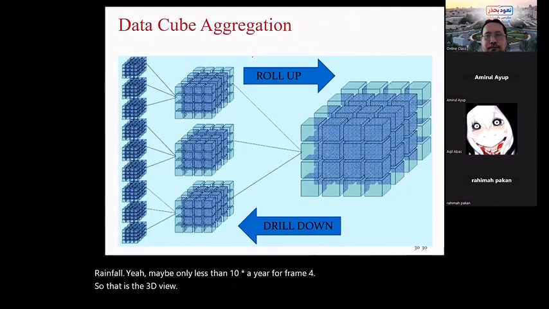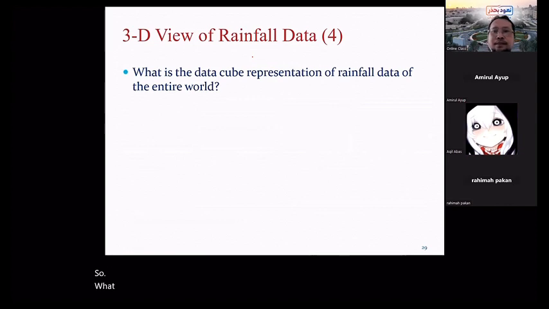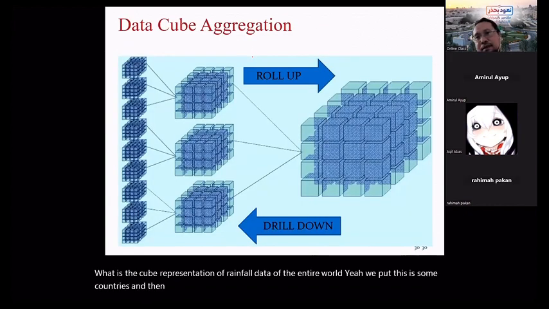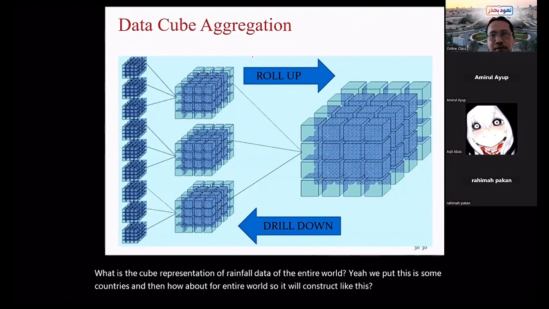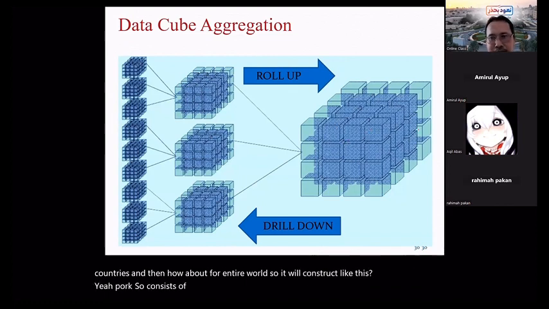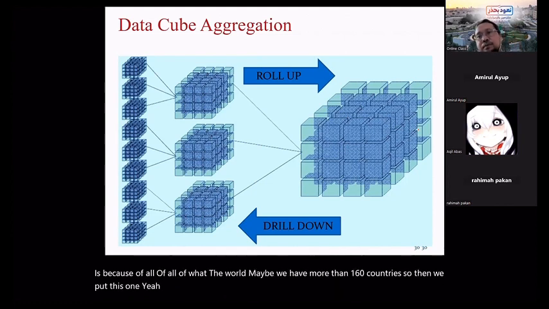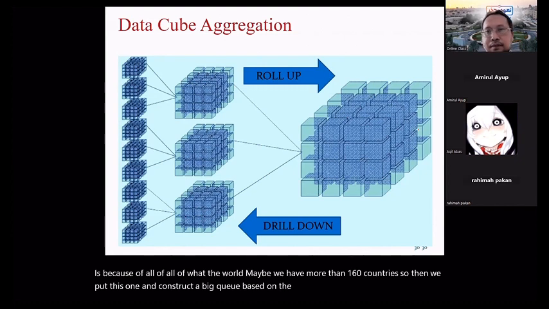So what is the cube representation of rainfall data of the entire world? We put some countries here, and then how about the entire world? It will be constructed like this. It consists of many cubes, then again we construct a big cube for this. Because all over the world, maybe we have more than 160 countries.